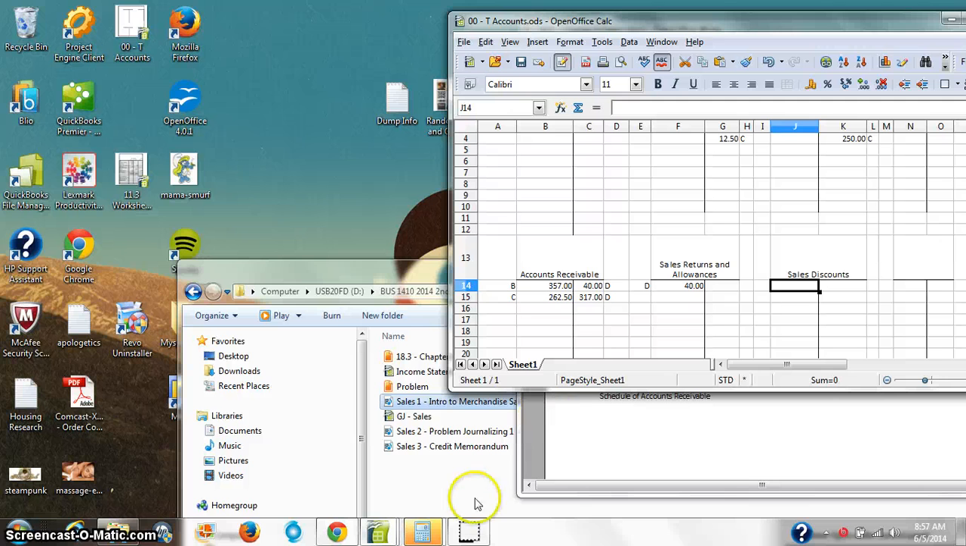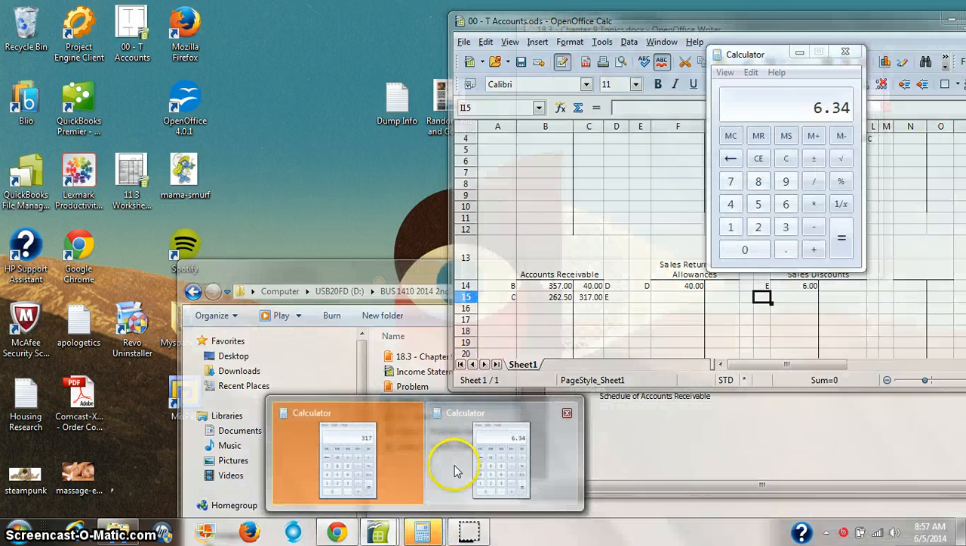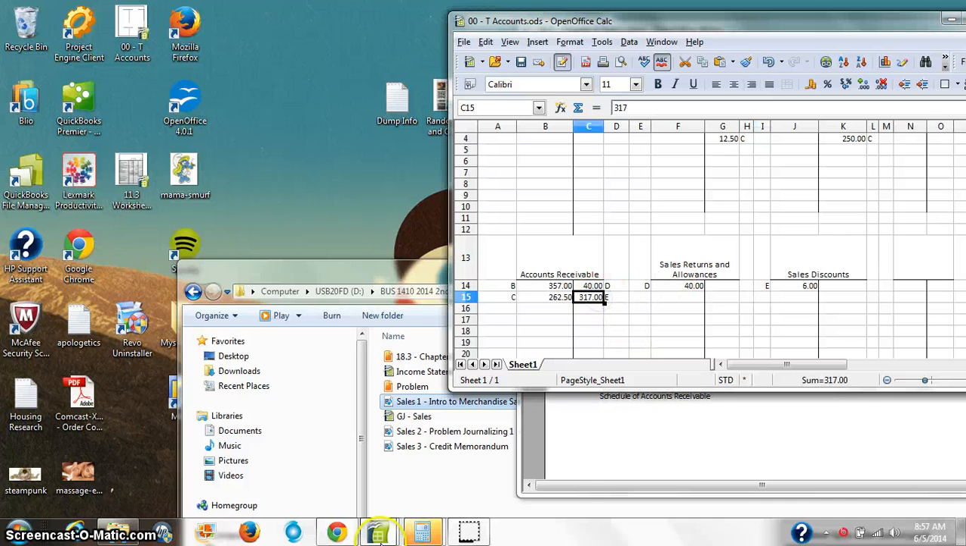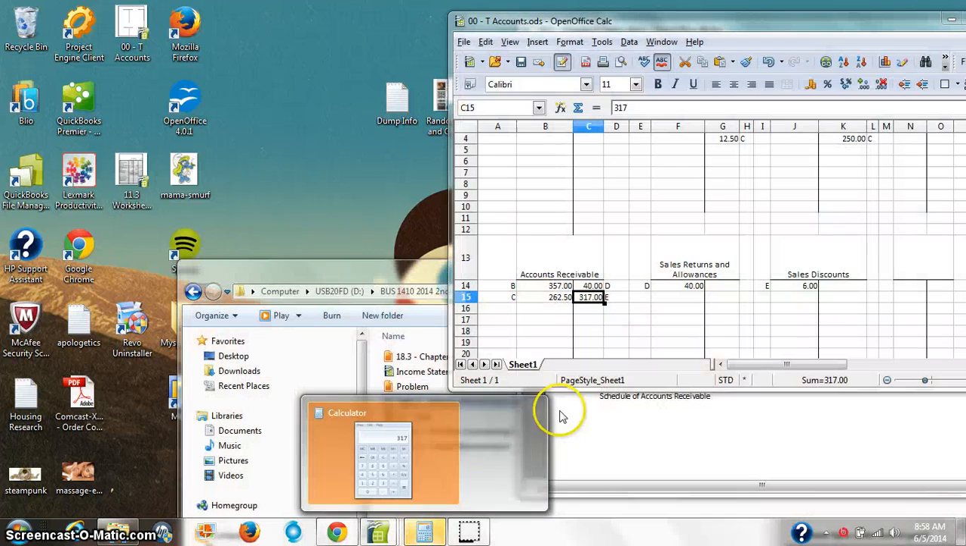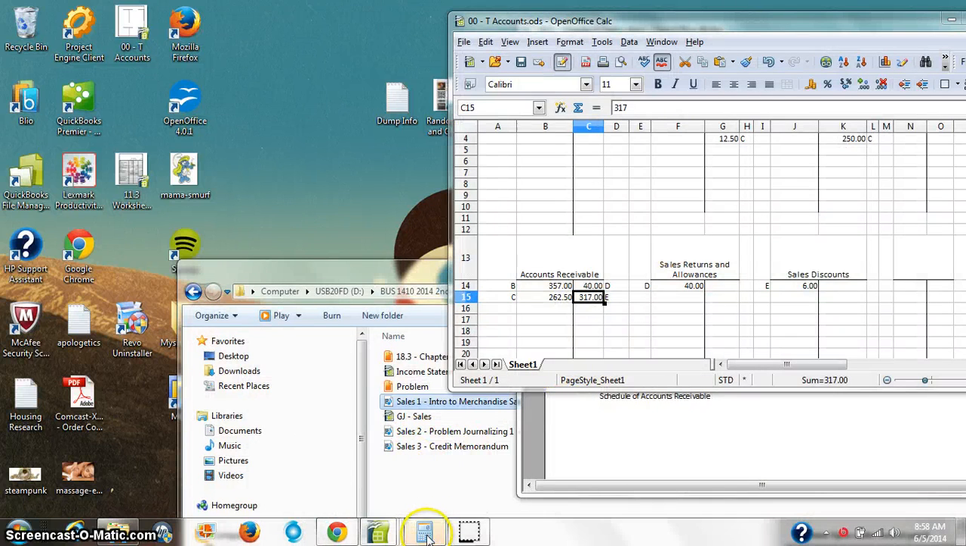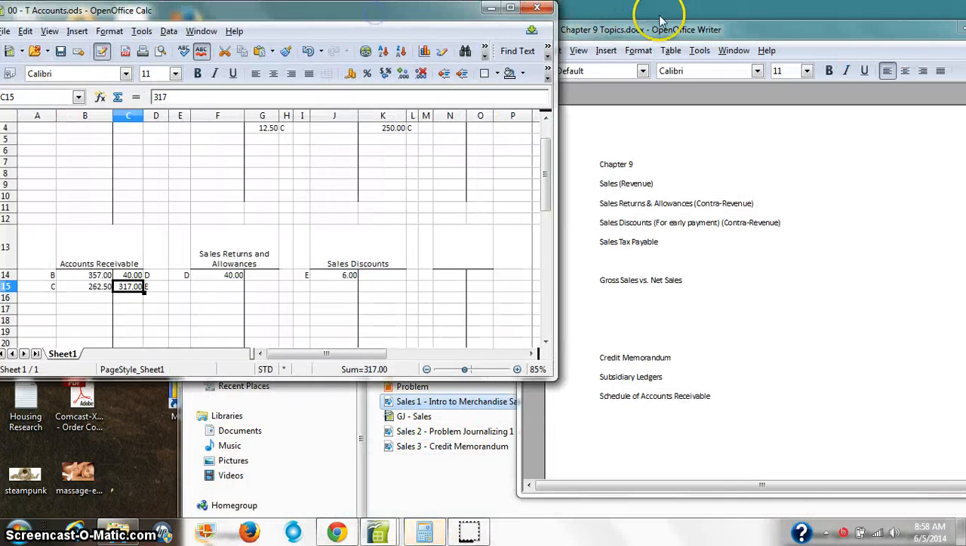So I've got this sales discounts here, and accounts receivable is being credited, and this is going to be transaction E, and sales discounts is going to be debited for $6. Well, if I gave him a $6 discount and he paid me and he owed $317, what does that mean for how much he actually paid me?